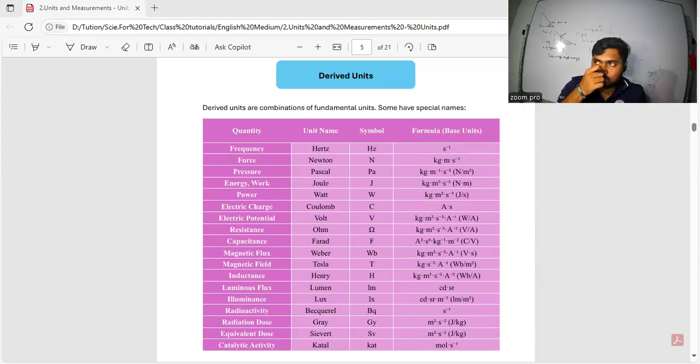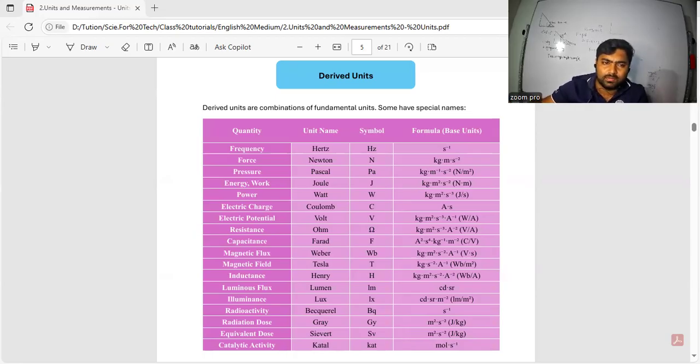Then write a subtopic as derived units with special names. Okay, then you have to write this table.